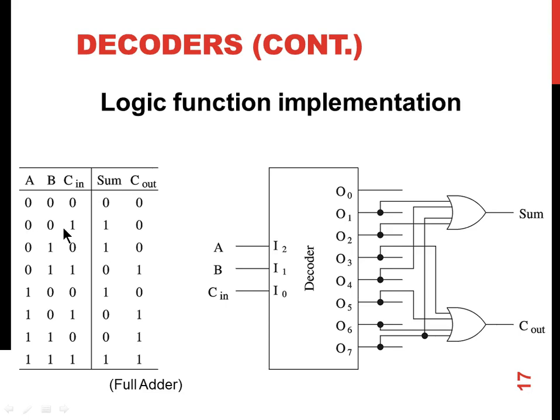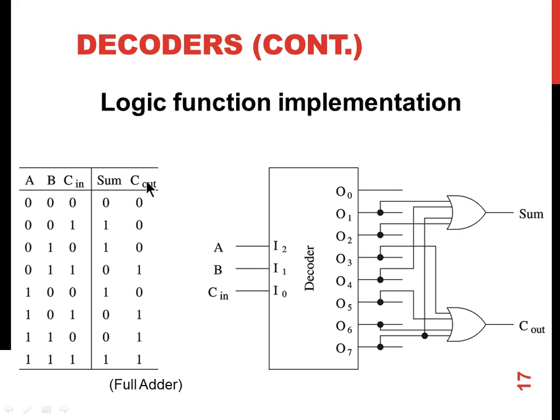Some output is high in the cases where ABC is 0, 0, 1, that is 1; 0, 1, 0, which is 2; 1, 0, 0, which is 4; and 1, 1, 1, which is 7. So sum will be high when the input combination is 1, 2, 4, or 7. If you take the outputs O1, O2, O4 and O7 and connect them to an OR gate, you get the sum out. If the input combination is any of these, the sum output will go high.